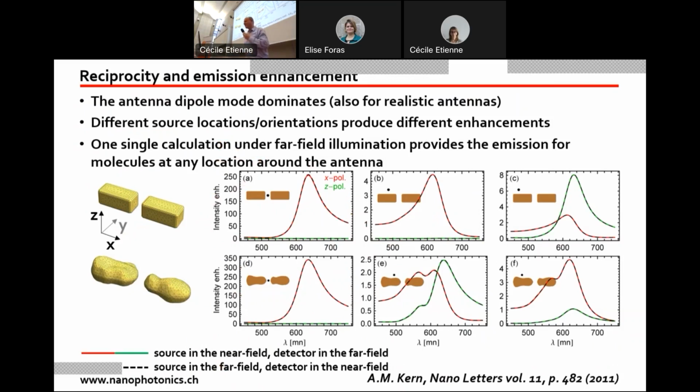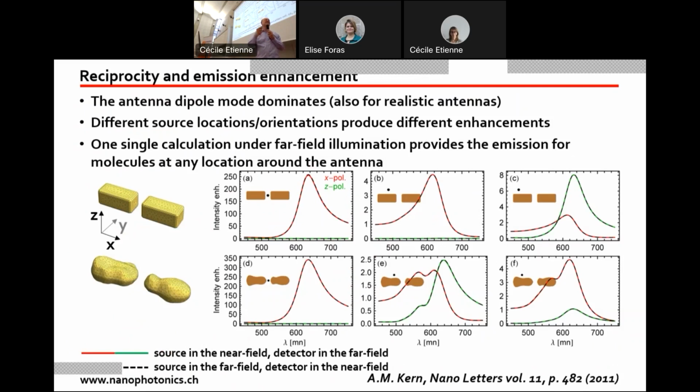Now, back to reciprocity. In all these graphs, you have color lines and you have black dashed lines. The color lines have been computed by putting the source on the antenna and looking at the far field. And the dashed lines have been the opposite. So we put the source in the far field, and then we look at the field in the gap of the antenna. And you see that they coincide perfectly.